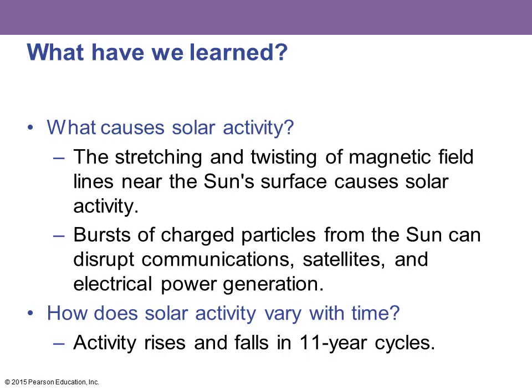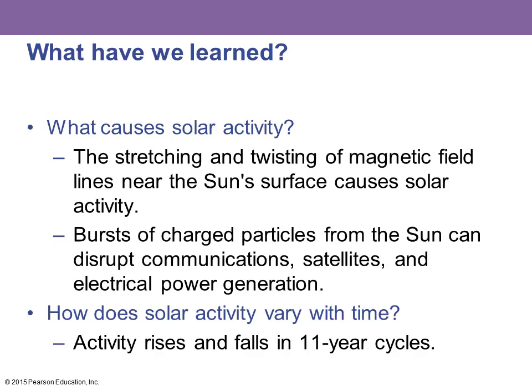So what have we learned? Well, what causes solar activity? It's the stretching and the twisting of the magnetic field lines near the sun's surface causing solar activity. And bursts of charged particles from the sun can disrupt communication satellites and electrical power generation.